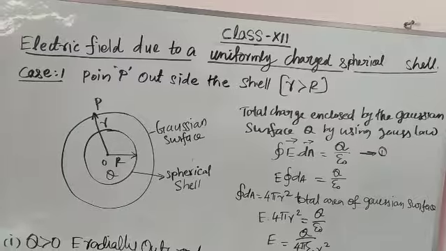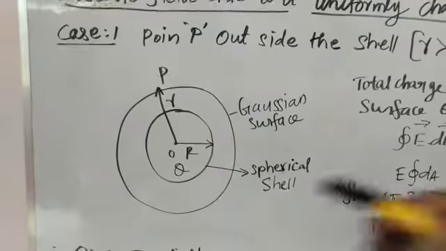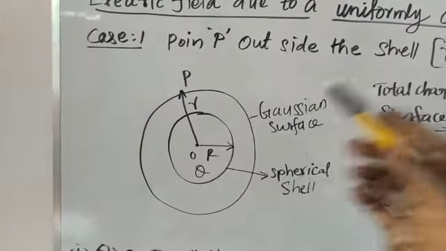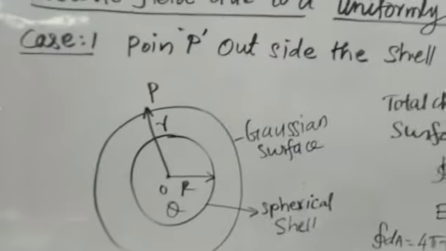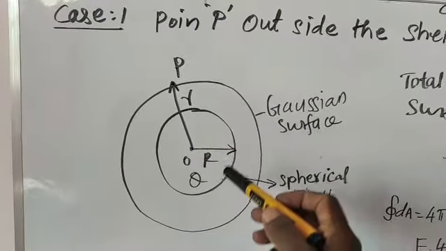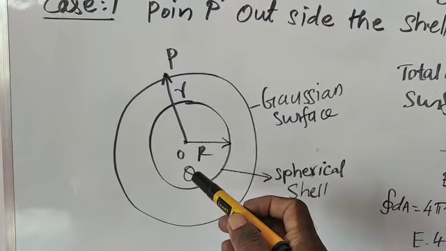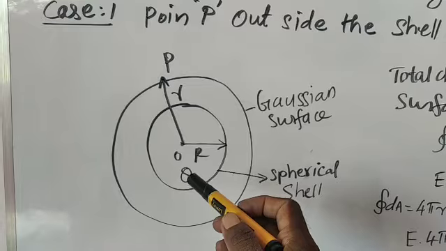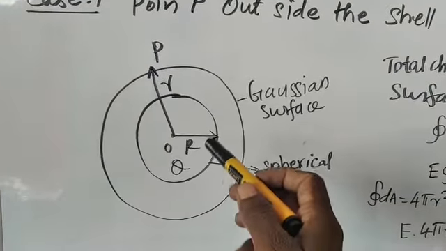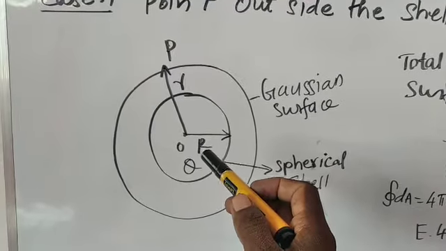Case 1. P is a point outside the shell. So, this is a uniformly charged spherical shell. It contains charge Q. The charge Q is concentrated at the center of the spherical shell. The radius of the spherical shell is R.